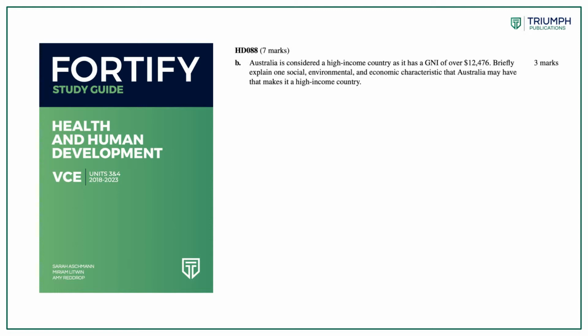So this question's a 3-marker asking that Australia is considered a high-income country as it has a GNI of over $12,476. Briefly explain one social, environmental, and economic characteristic that Australia may have that makes it a high-income country.